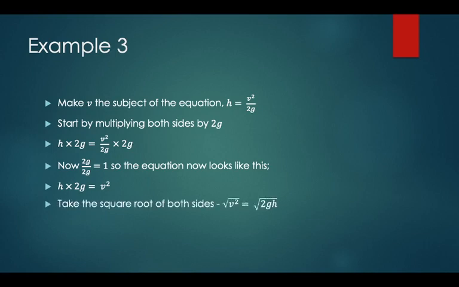So now we need to take the square root of both sides. So that would give us the square root of V squared equals the square root of 2GH. And since the square root of V squared is V, we find that our equation will be V equals the square root of 2GH.